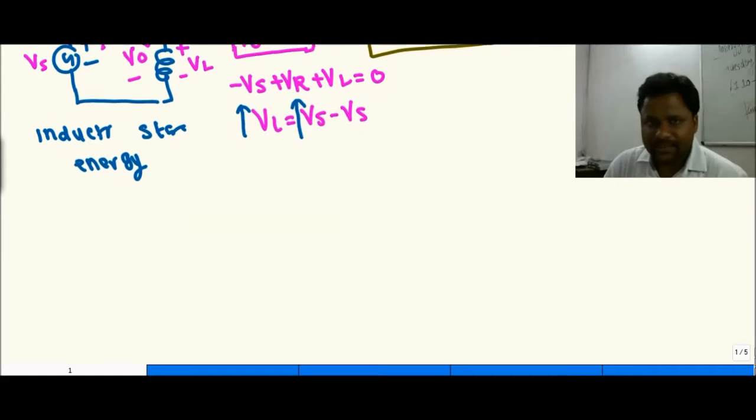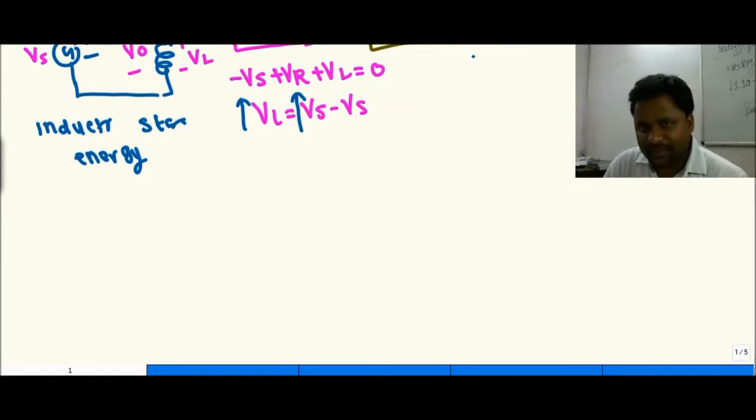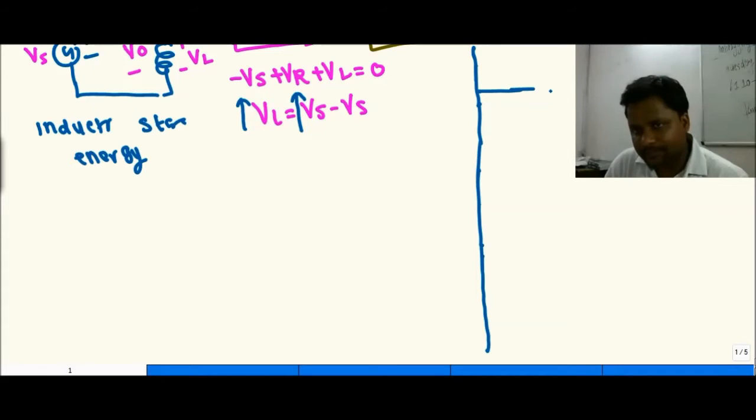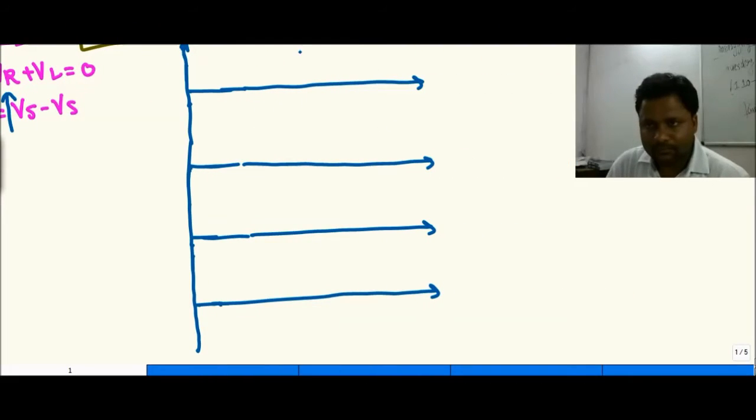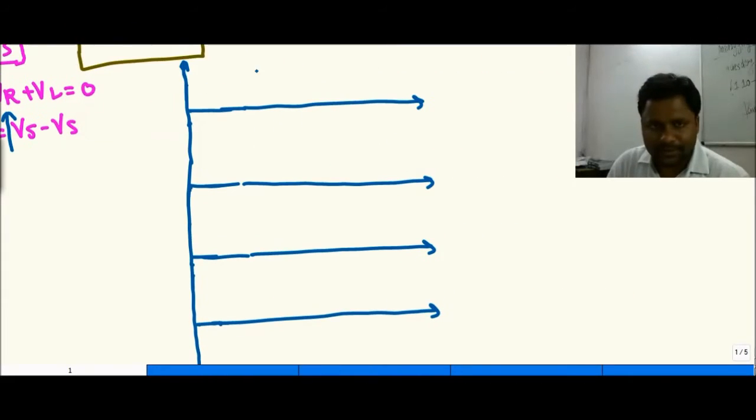For understanding it, we can draw the waveform like this that we have to discuss. Let's suppose this is our source voltage, this is our output voltage, and this we can say is the output current, and here we can say this is our input current.